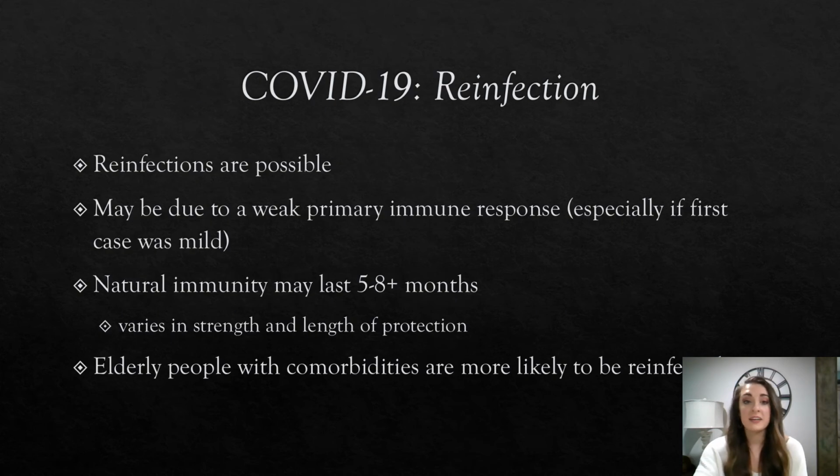Now I want to talk about reinfections because these are possible with COVID-19. It has happened in a few cases, so I just want to talk about that a little bit. Reinfection means that a person gets COVID twice, maybe because their immunity from the first case wasn't strong enough. Reinfections have occurred and they may be caused by a weak first immune response, especially in mild cases. Natural immunity lasts around 5 to 8 months, but it varies in the strength and the duration of the response in different people. Also, elderly people with comorbidities have the highest risk of reinfection. So again, a vaccine is going to prevent reinfection.